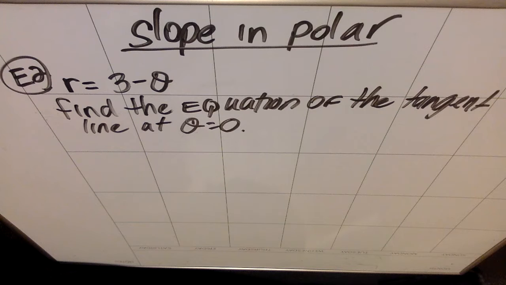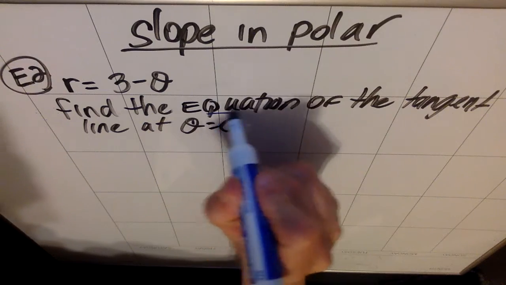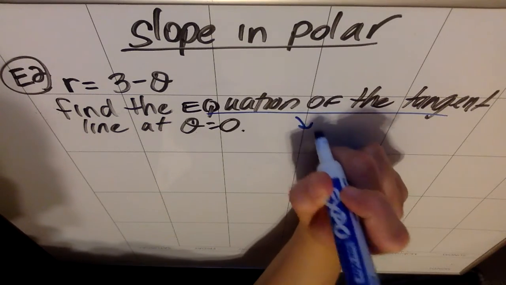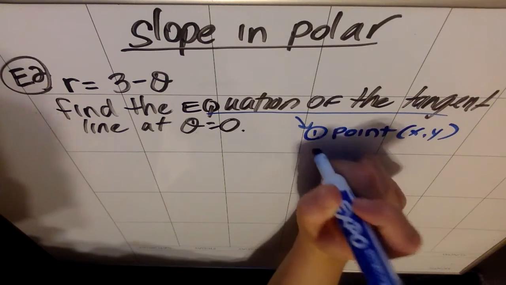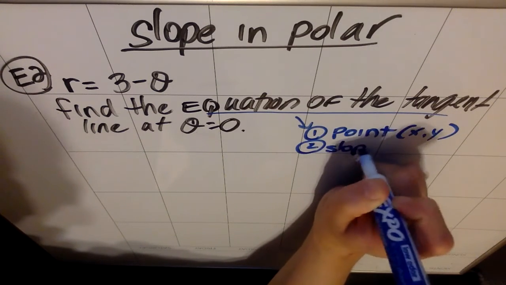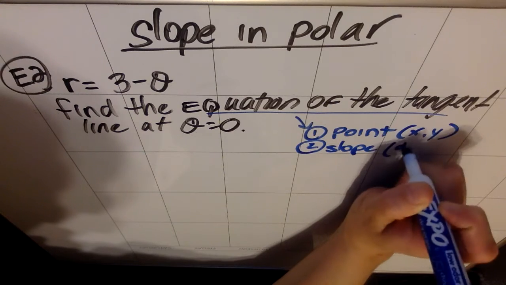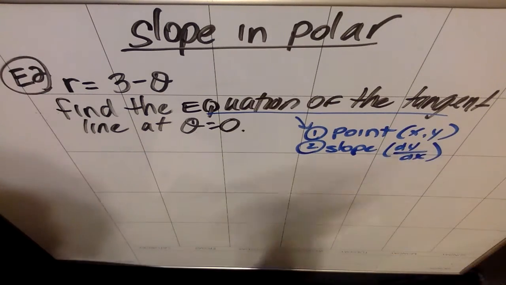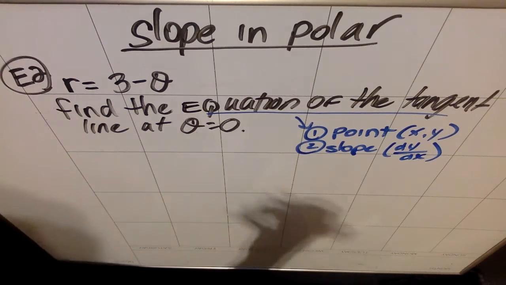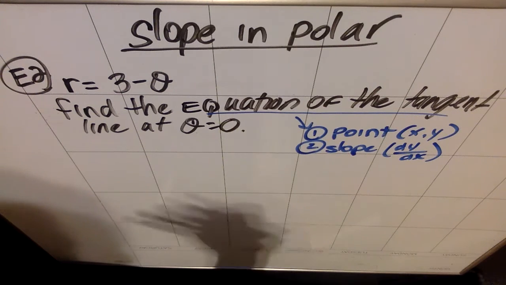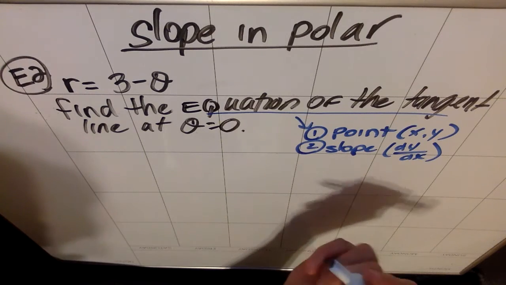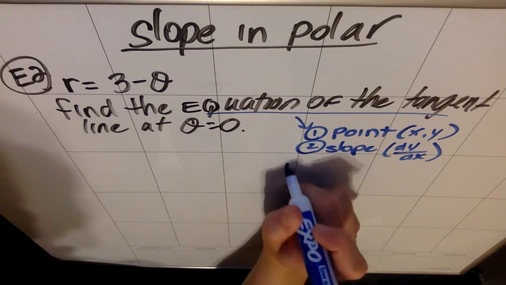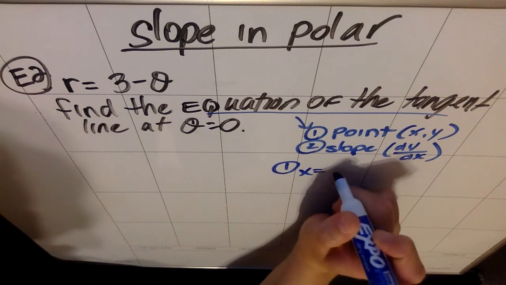So as we've discussed in other videos, whenever we hear equation of a line, we need two things. Number one, we need a point, x comma y. Number two, we need a slope, which is change in y over change in x, so dy/dx. So we're going to find the point, and then we'll find the slope, and then we'll put the two of them together in point slope, and that's pretty much the way this works no matter what kind of math you're doing.